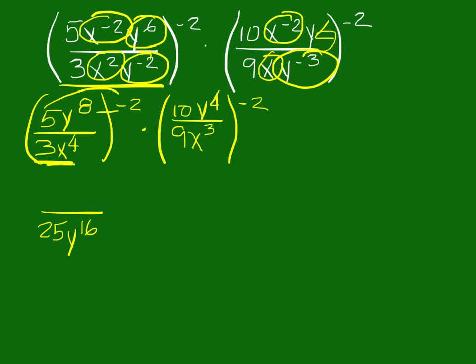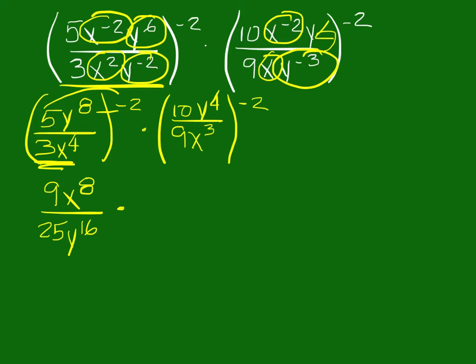Now with the bottom stuff here, 3 to the negative 2, that would make it a 9 on top. And x to the 4th to the negative 2, that's x to the negative 8th. And that would make it x to the positive 8th on top.